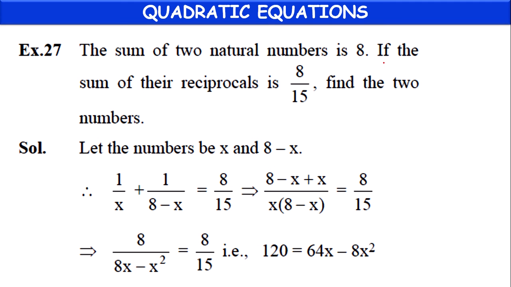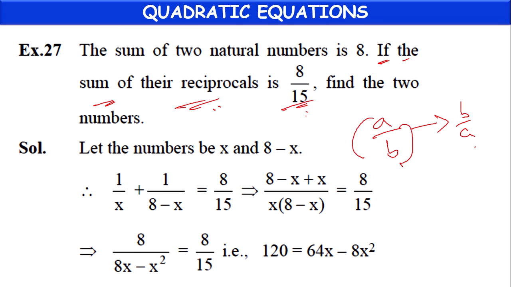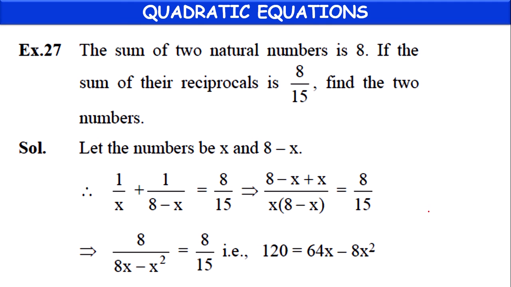Next, another hint they have given: the sum of their reciprocals is 8 by 15. Reciprocal means for a by b, b by a is the reciprocal. By interchanging numerator and denominator, we will get the reciprocal. The reciprocal of x is 1 by x. We just have to interchange numerator and denominator.